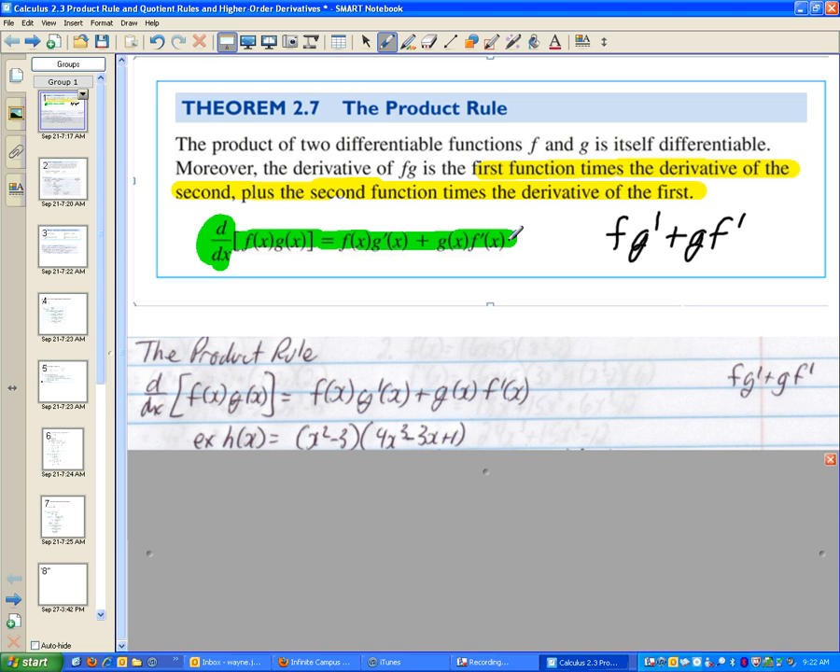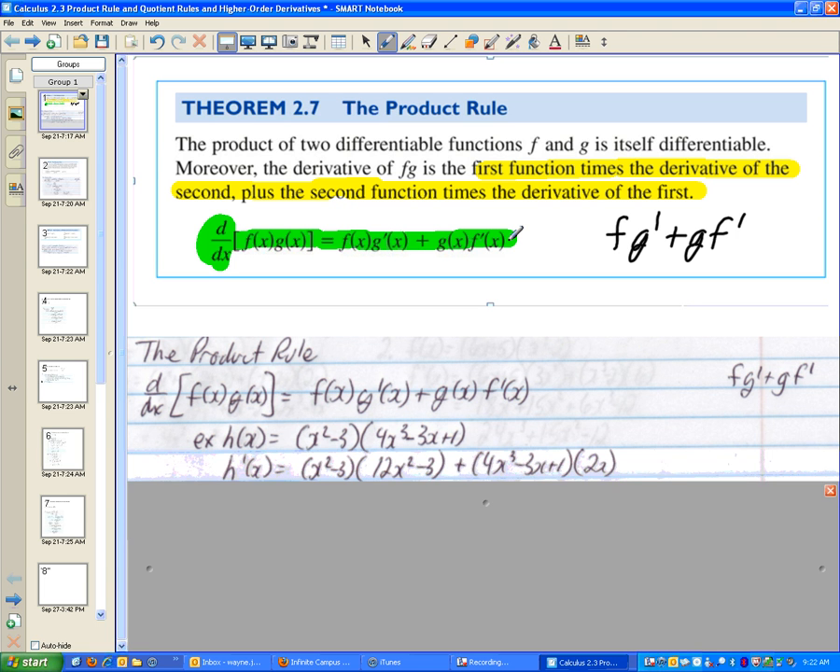So h of x equals x squared minus 3 times 4x cubed minus 3x plus 1. So the first parentheses will be your first function. The second parentheses will be your second function. So f is x squared minus 3. G is 4x cubed minus 3x plus 1. So according to the product rule, the derivative of that, which we can call h prime, equals the first function, so the first parentheses, x squared minus 3, times the derivative of the second function.